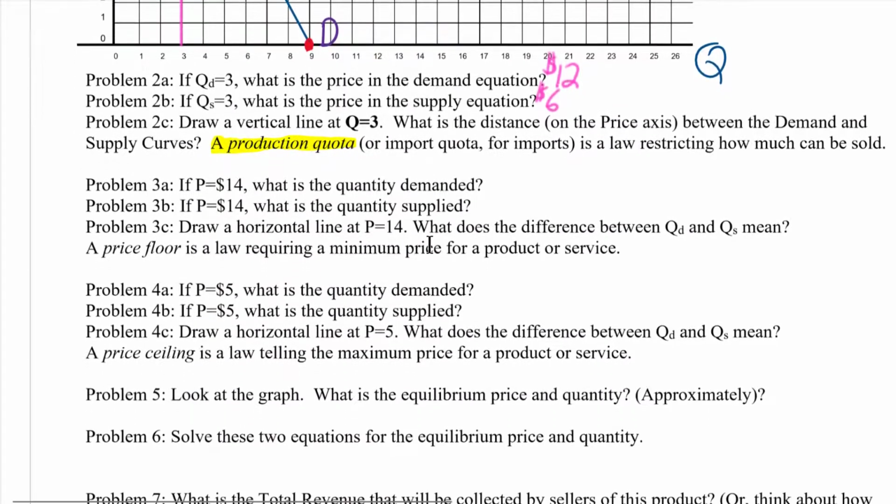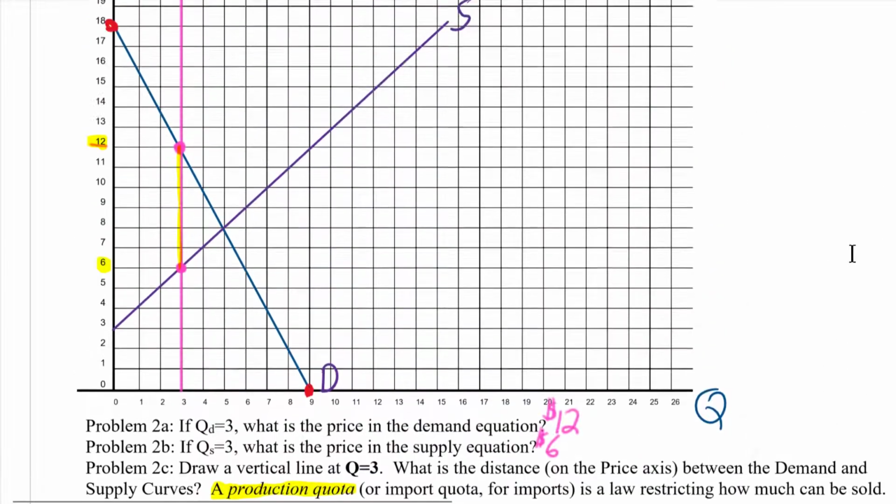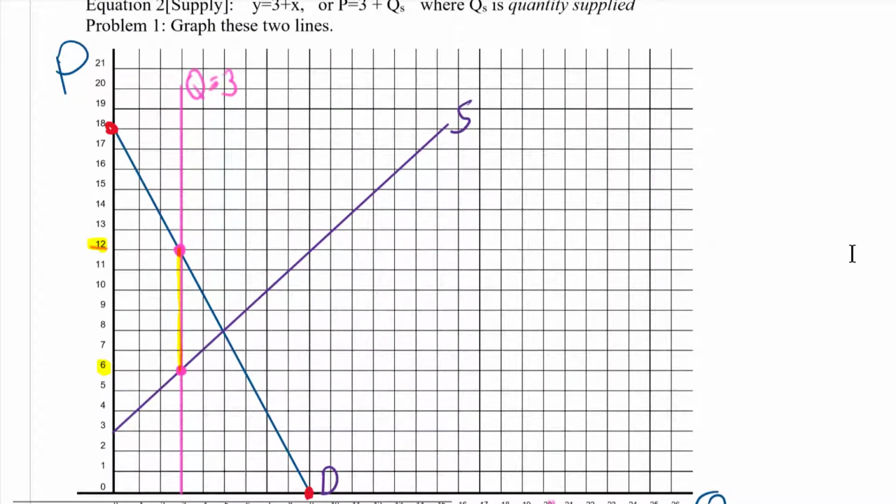All right, let's think about a different weird kind of situation using our lines that we graphed. Suppose the price was $14. What would the quantity demanded be? And what would the quantity supplied be? Draw a horizontal line at the price of 14. What's the difference between the quantity demanded and the quantity supplied? All right, well, let's investigate that here.